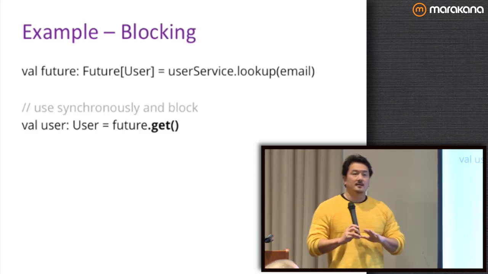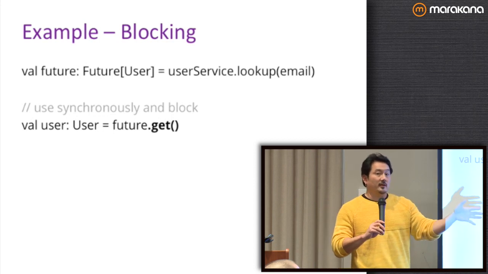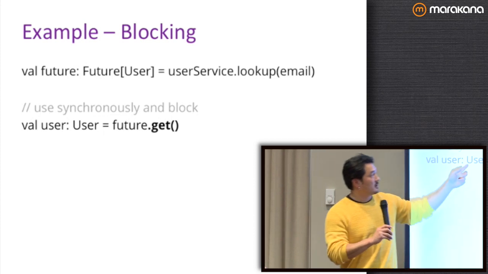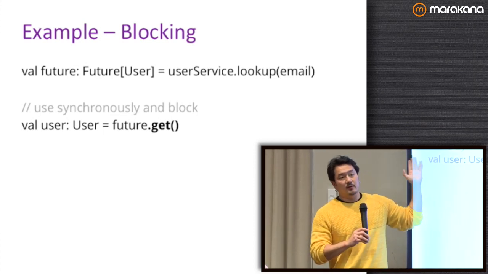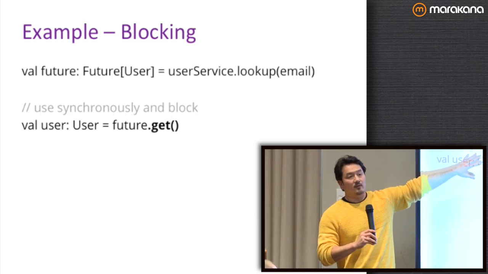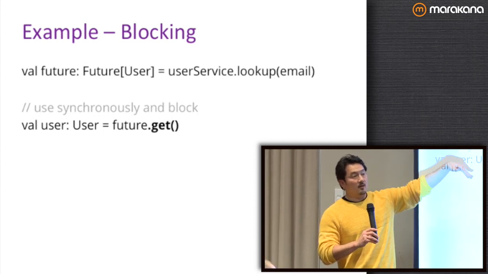The first is I can say, well, forget this asynchronous stuff. I just want to treat it like regular blocking code. So I can call get on it, and that will just return me the user object. So I can treat it as if it was synchronous. This is really good for testing, where you don't necessarily want to have to wait. You just want to say, go do it now.